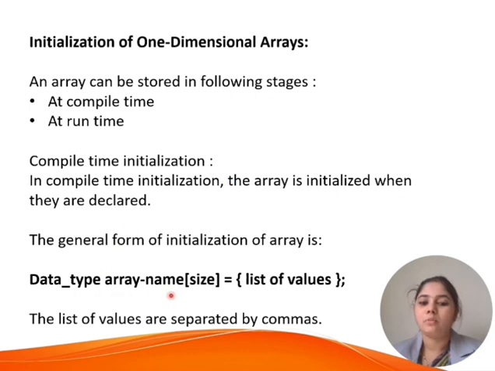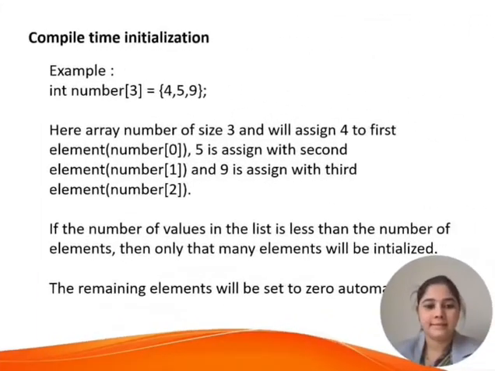The general form of initialization of an array at compile time is data type, followed by array name of size, equals list of values. Your list of values is always separated by commas and enclosed within curly brackets. This is the basic syntax of how you can declare a one-dimension array. Here, int number of 3 equals 5, 9. So basically the index value 0 is assigned 5, the second element is assigned 9, and so on.